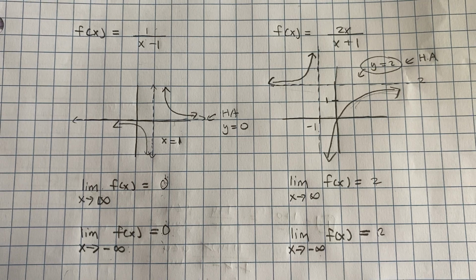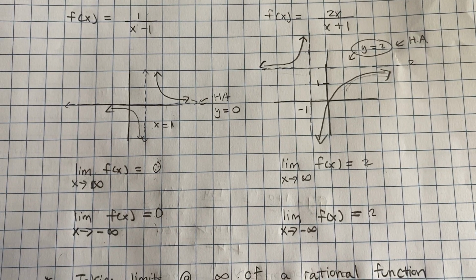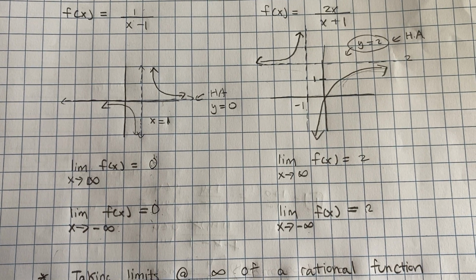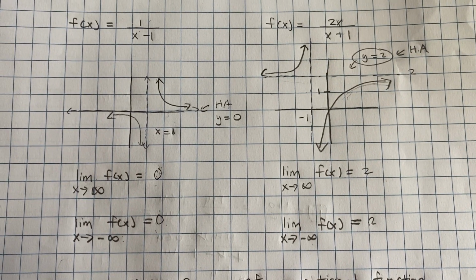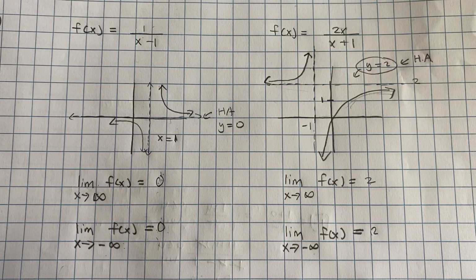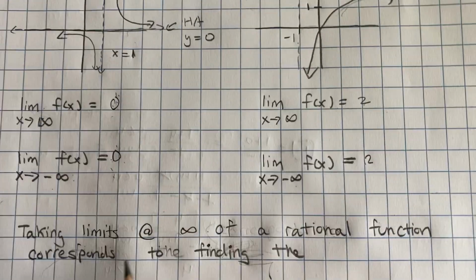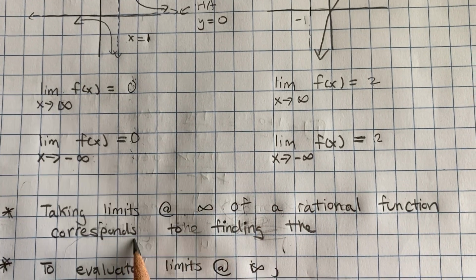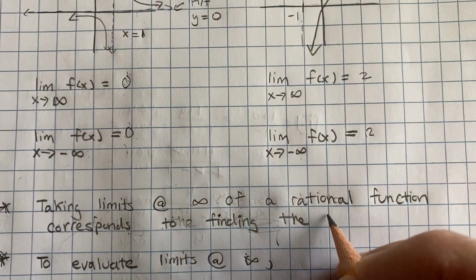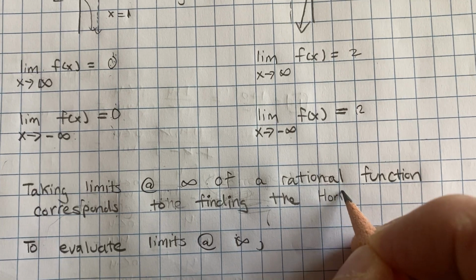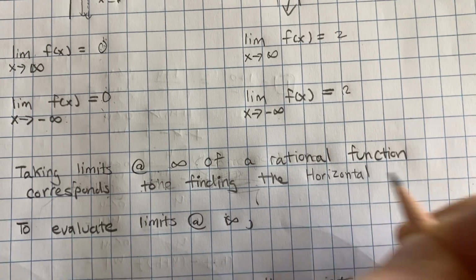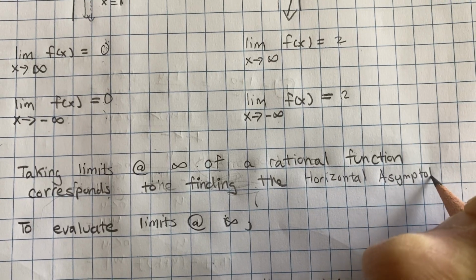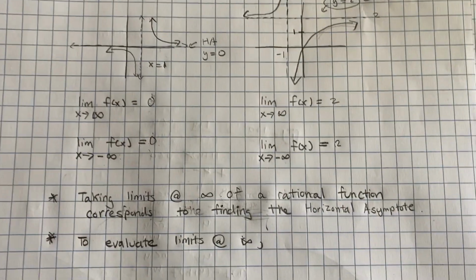All right, so now you can make that connection. All that stuff that you were taught to memorize back in algebra 2 or math 3, right now you are making a calculus connection where, basically, key concept number 1: taking limits at infinity of a rational function corresponds to finding the horizontal asymptote. Okay? And that really is the connection.